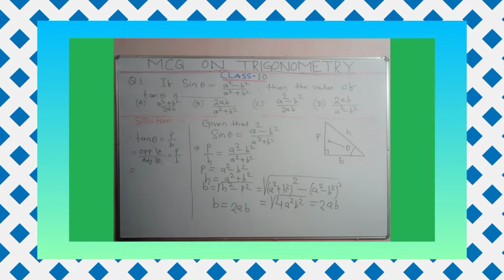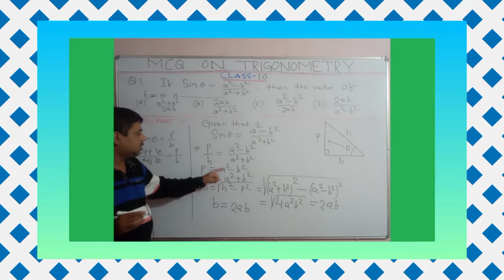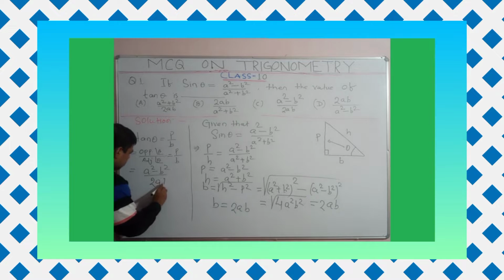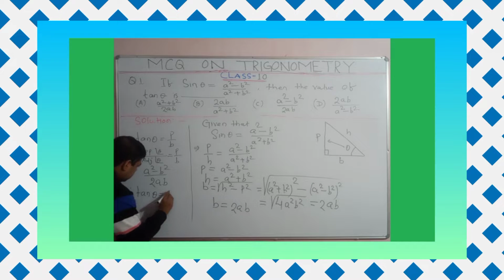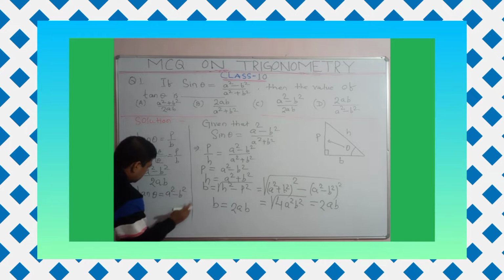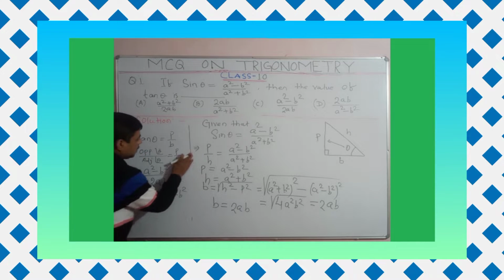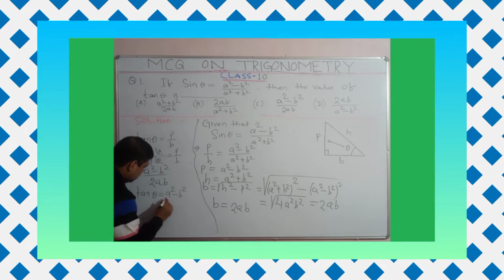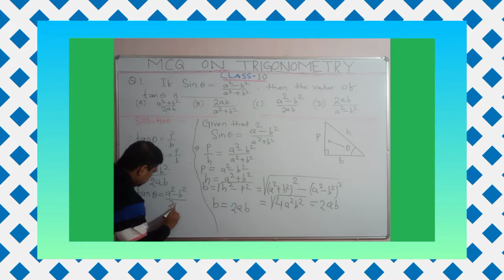So here we already got the value of P. The value of P is given as a square minus b square, divided by base. What is the base? We got 2ab. Hence, we finally got tan theta is equal to (a square minus b square) divided by 2ab.